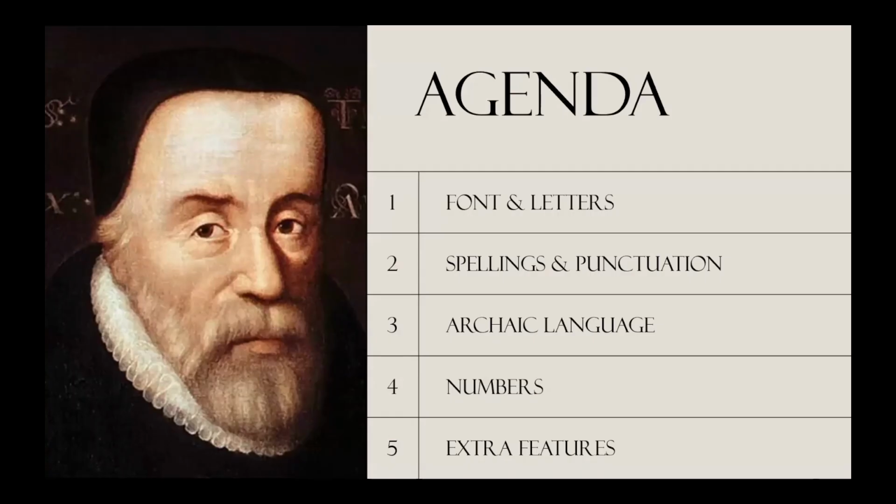The things I'm going to cover are font and letters, spellings and punctuation, archaic language, numbers, and extra features. By the end, we'll have a look at a bit of a text, and you should just be able to read it if you can't already.